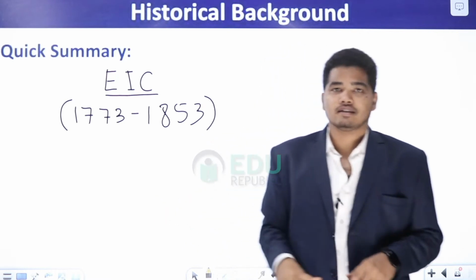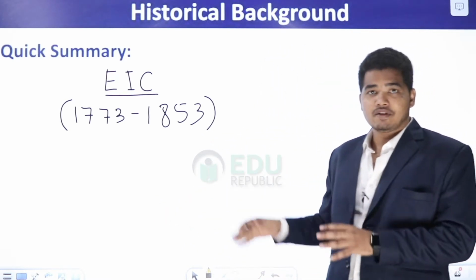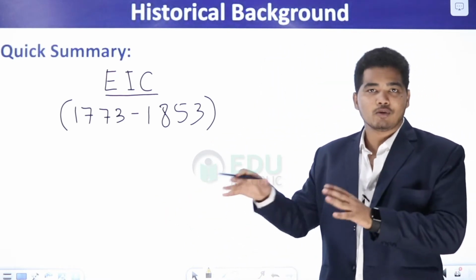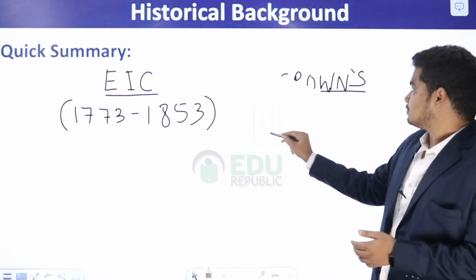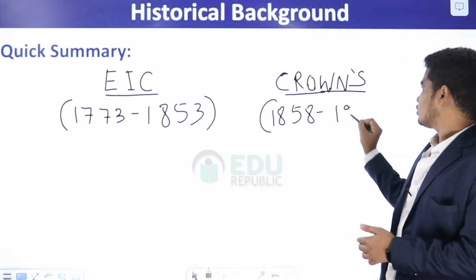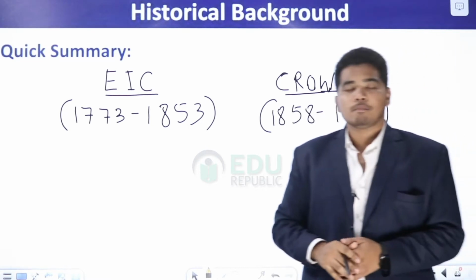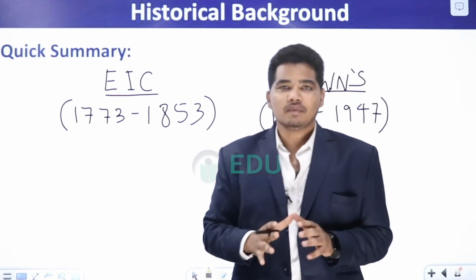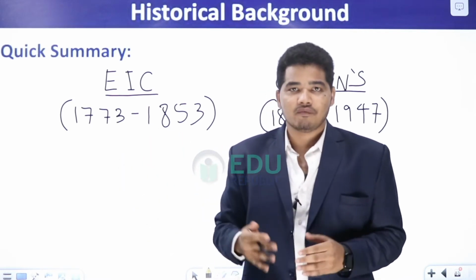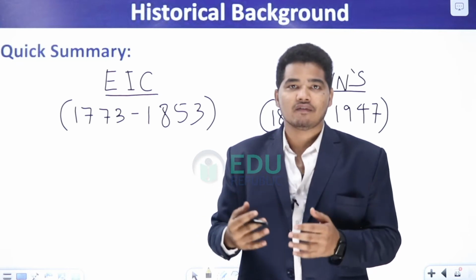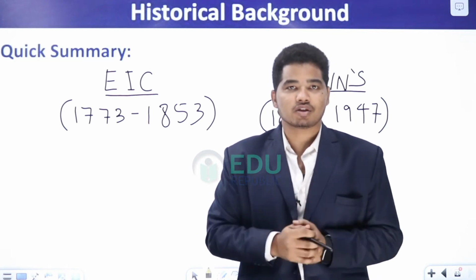On the other side, after 1853 we transitioned into direct rule of the Crown, right? We would be calling it the Crown's rule, from 1858 to 1947. Briefly, there are some important acts which have been passed in this time, which have given the developments that now we are enjoying as a constitution.